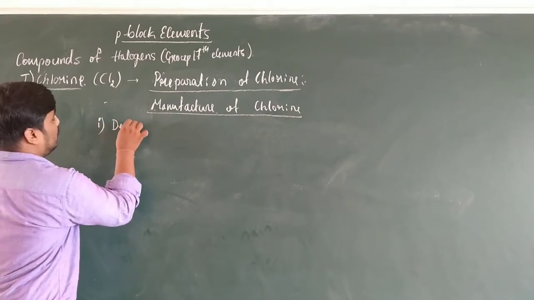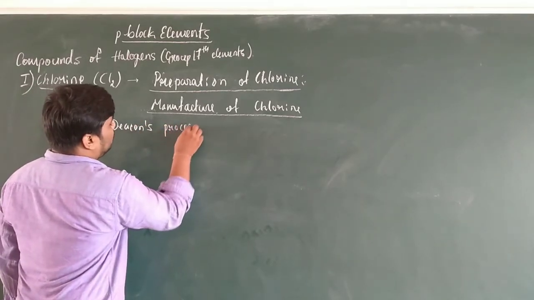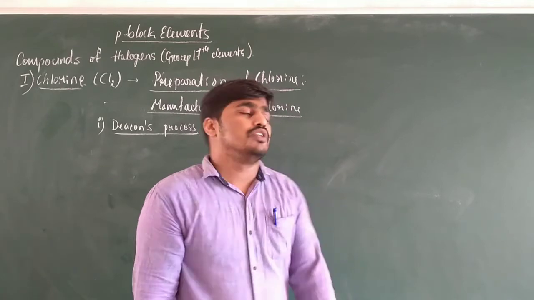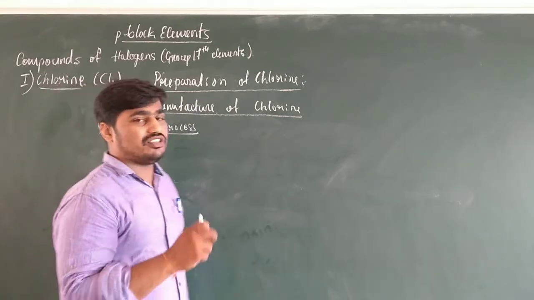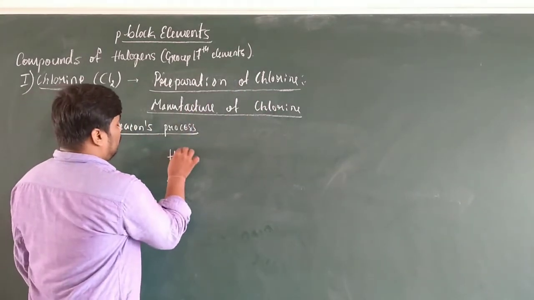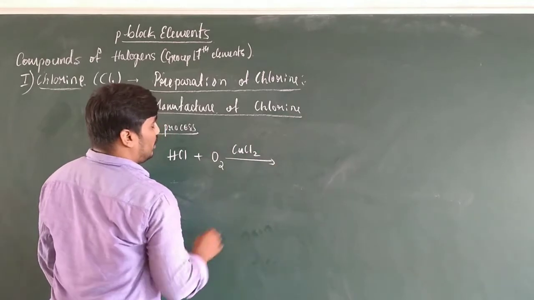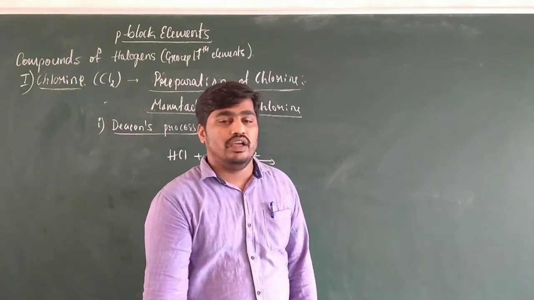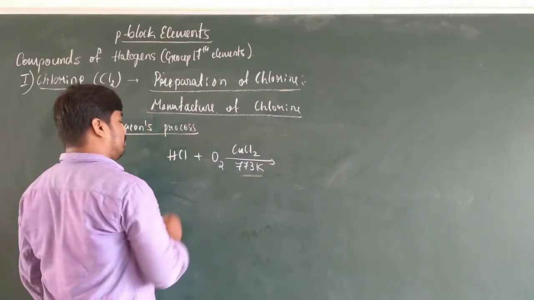One is Deacon's process. This is a very important process for your exam point of view as well as for your competitive exams. Okay, so this is a very important answer. In the Deacon process of preparation of chlorine, we just oxidize the hydrochloric acid, and then we get the chlorine. Hydrochloric acid is oxidized in the presence of copper chloride, and we need around 773 Kelvin. It is not exact; a temperature of 740 to 773 Kelvin is needed for this purpose.